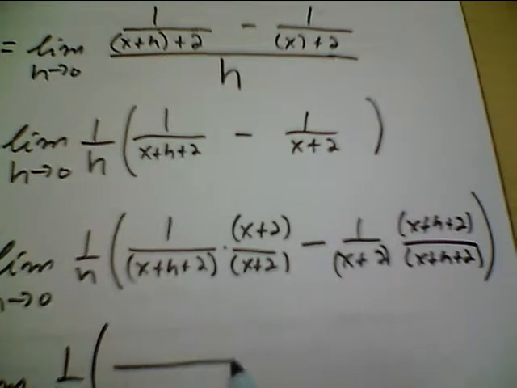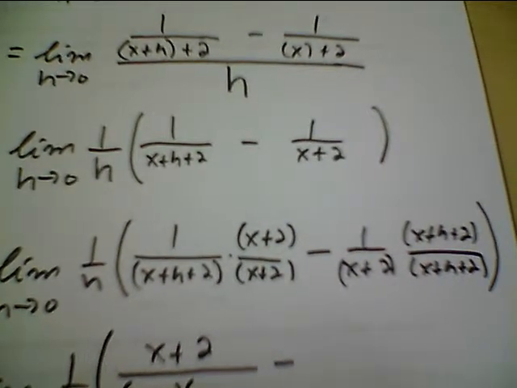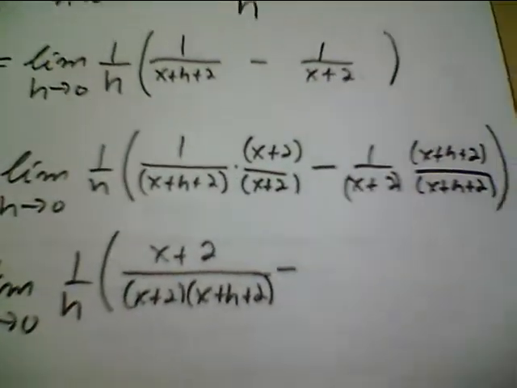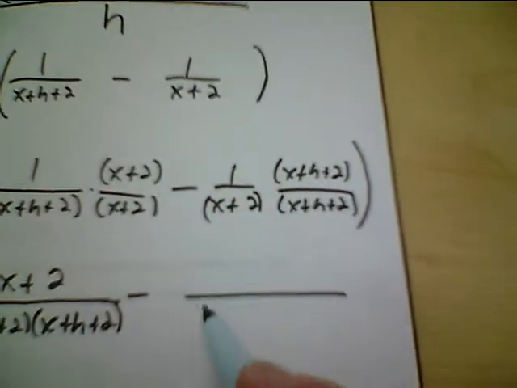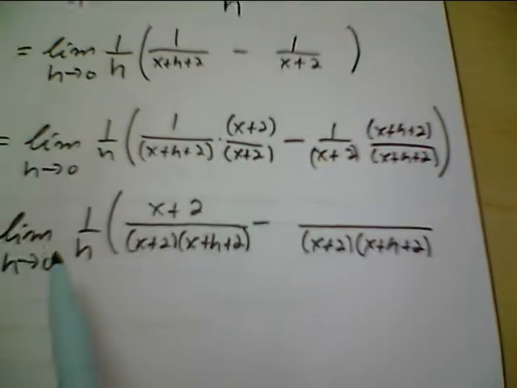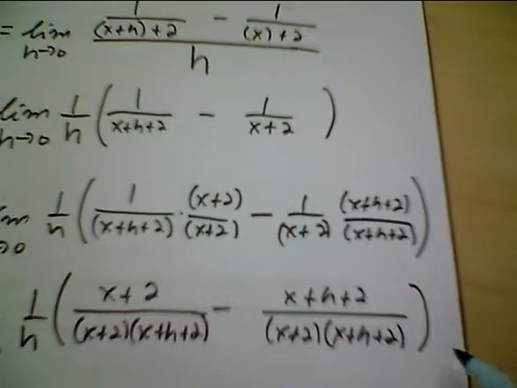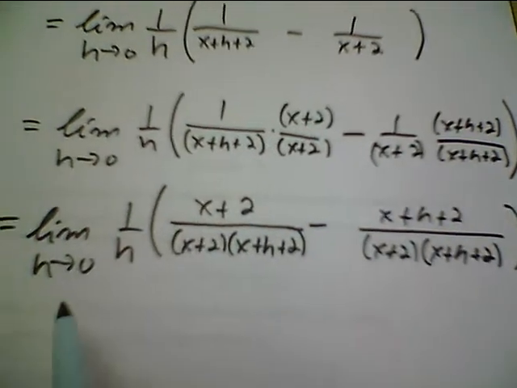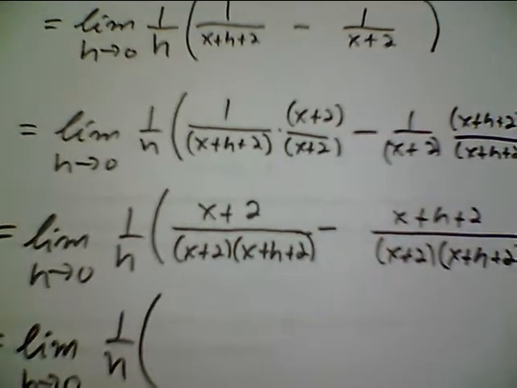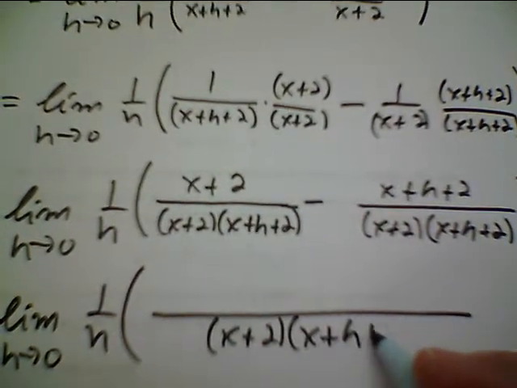Okay, so now in the numerator, I have an x plus 2. In the denominator, I have x plus 2 times x plus h plus 2, and I'm just going to leave it like that as a product, because when I evaluate the limit, that h is going to go to 0. And of course, I have the common denominator here. So I'm anticipating letting that h go to 0. Okay, and in this term, I have x plus h plus 2. Okay, well now that they have a common denominator, I can deal with this numerator. So I'm going to put them over their common denominator of x plus 2 times x plus h plus 2.